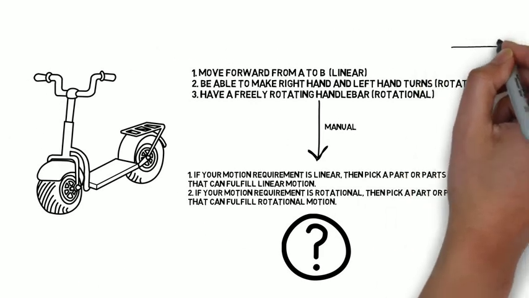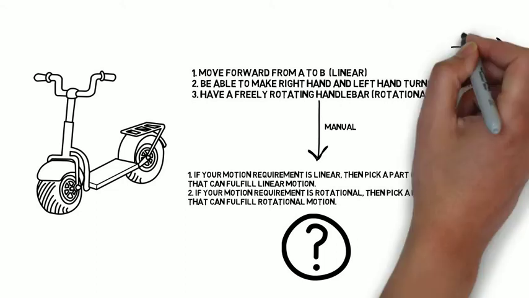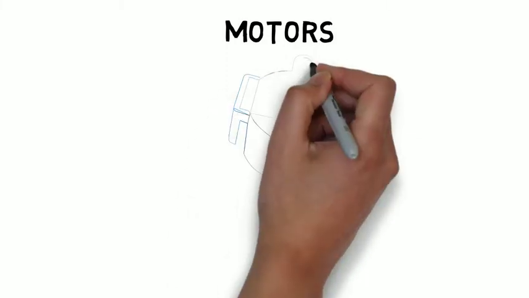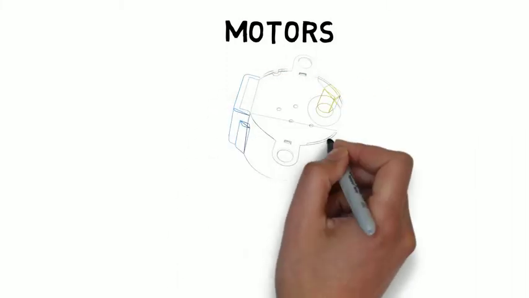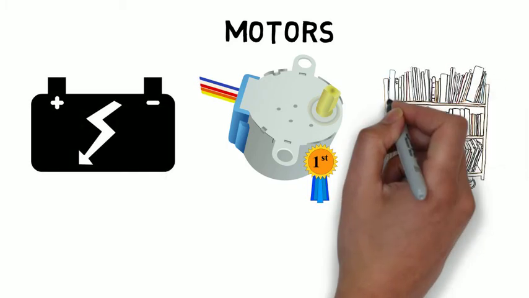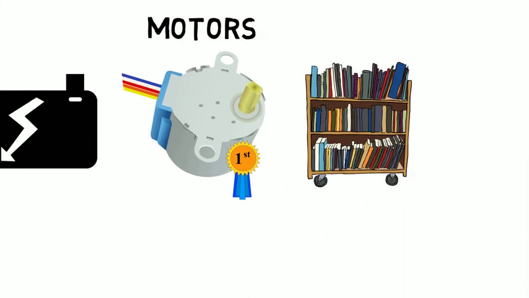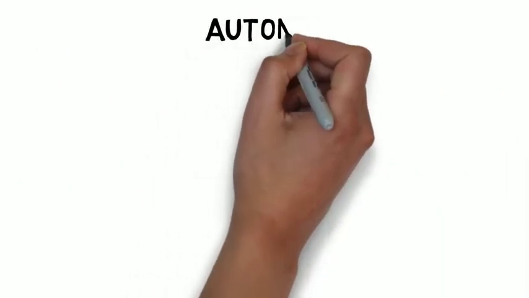For automatic projects, the selection process is a bit different. The rule is motors, just motors. What? What are motors and why are we using them? I'll cover and explain them later, but for now just know that they are the most efficient way of doing both rotational and linear motion if you have a power source available. There is tons of information about motors that I won't be able to cover here, so keep an eye out for future videos. Okay, let's do an example, our motorized scooter.